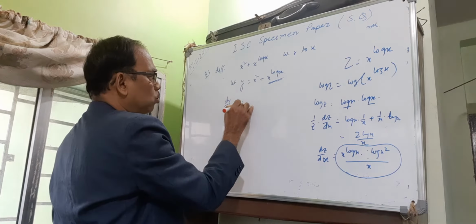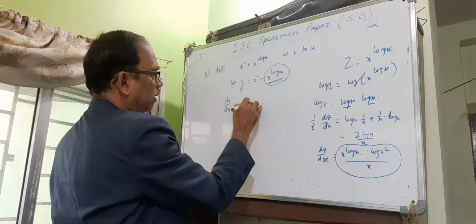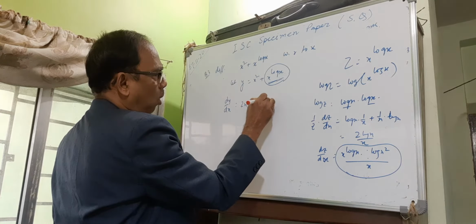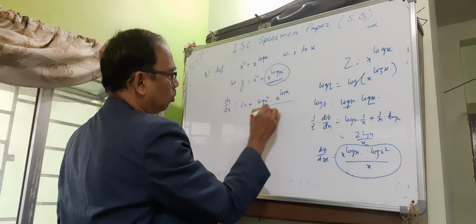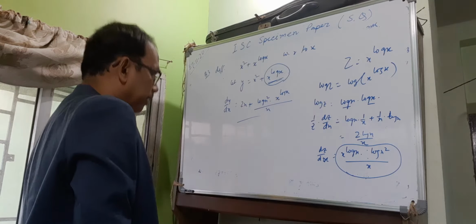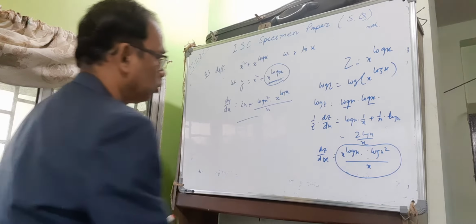X's derivative is 2x and the derivative of this we got log x square into x to the power log x over x. That is the differentiation of this expression with respect to x.